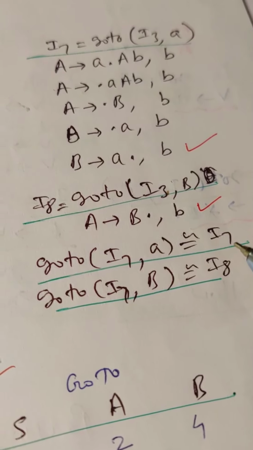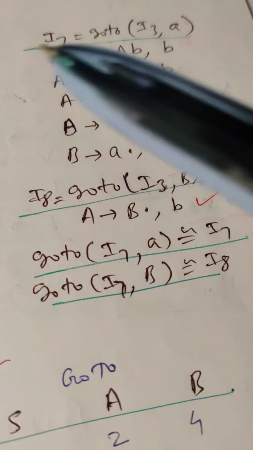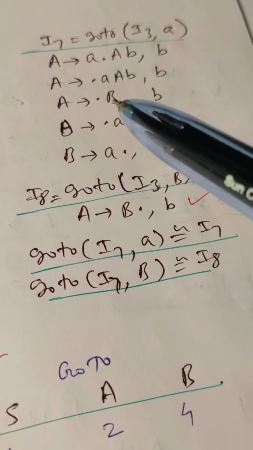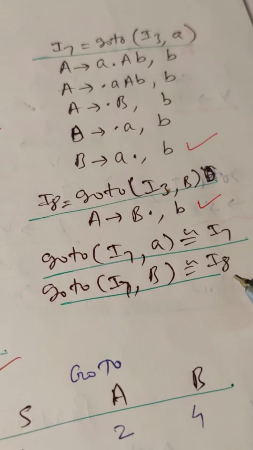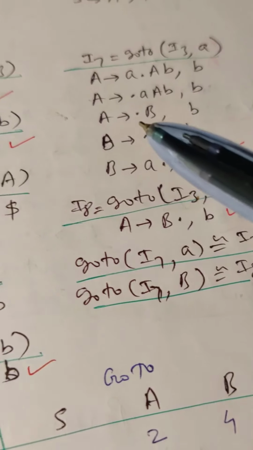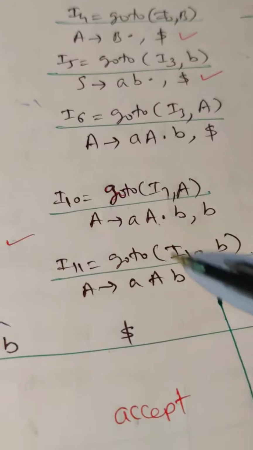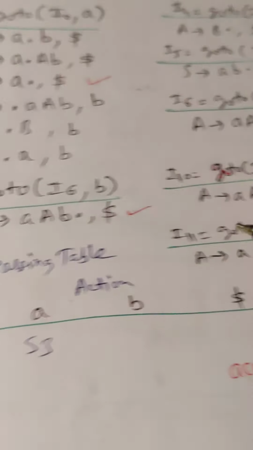Do not give a new item number. Then next, I7 comma capital B, so A goes to B dot. B dot is the same as item number 8. You can see here, it's exactly the same as item number 8. So item number 7 is over.